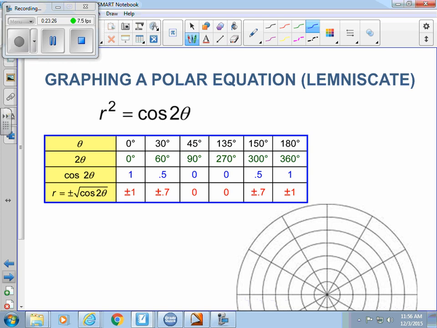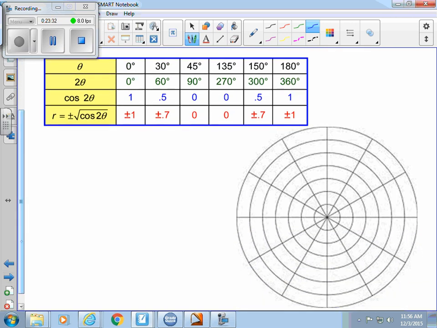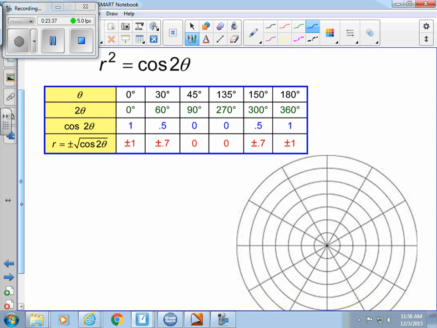I'm going to go ahead and plot this one. I'm going to give you the coordinates, though, to save us some time. I think we could do that. Now, the one thing you would have to do on this one is r squared equals cosine 2 theta. What are you going to get when you plug in a theta for r?